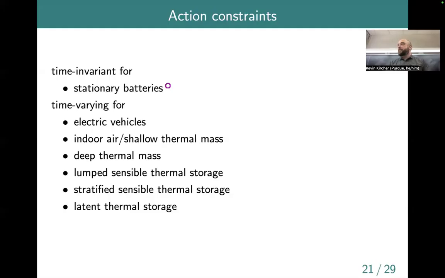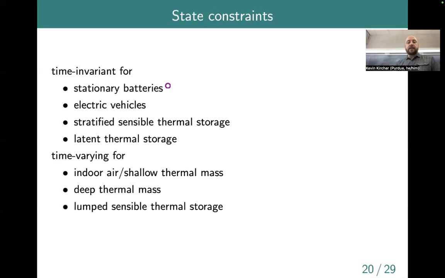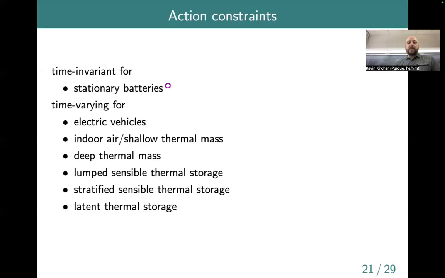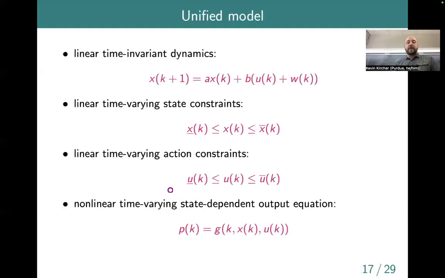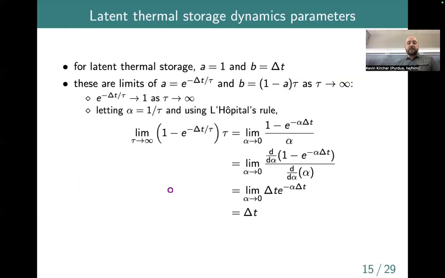Other comments on this stuff? Yes. Just a reminder from the thermal mass, we assume that the air temperature doesn't have an effect on the temperature of the thermal mass. It's time varying only because if it gets cold outside in the winter, its thermal mass is lower. Okay, so the question is, why is the state constraint time varying for the deep thermal mass? Okay, so let's go back to that one because I actually don't totally remember.